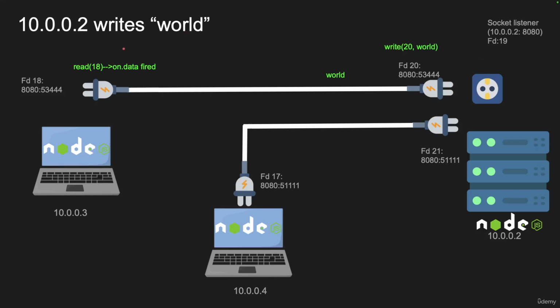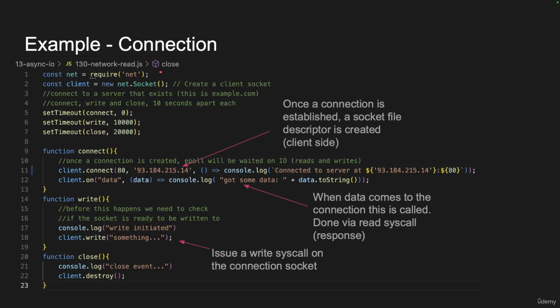10002 writes world. So the server writes back something very similar, sending it back here, and then we're firing the on data event on the connection object that I'm listening on. So in this particular case, it's 18. I'm listening on that connection dot on, and I set up a callback. So what is happening behind the scenes is Node is calling read, and whenever there is data, Node calls my callback, which is the on data event. Let's go through the example. Does that make sense, guys? Let me know.